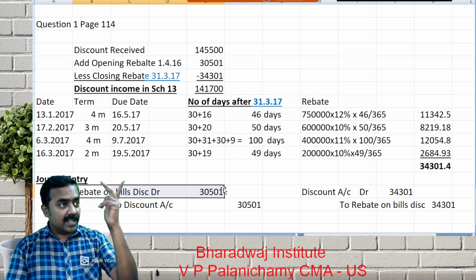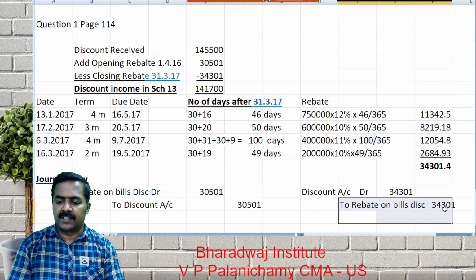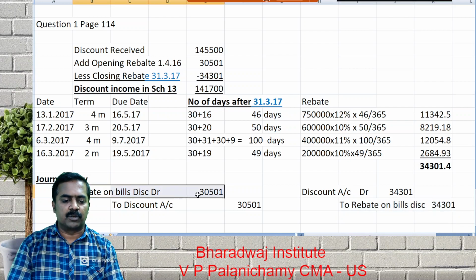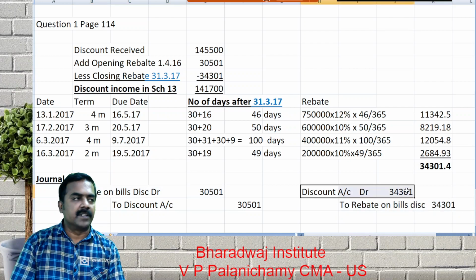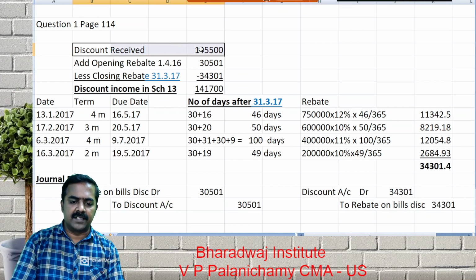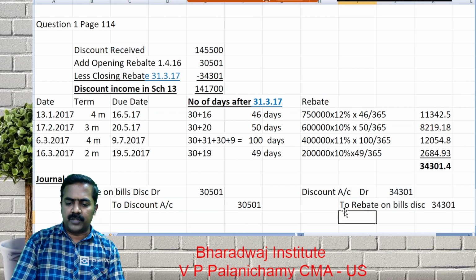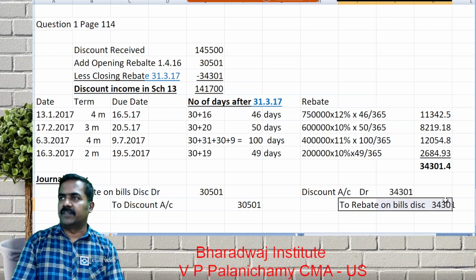Otherwise, last year when we created it, which balance would it have had? Credit balance. Now if we debit it, it will close. Then, the closing rebate is reduced from discount. So, discount is a credit balance income. So, debit the discount to which one? Rebate on bill discounted. Wait.